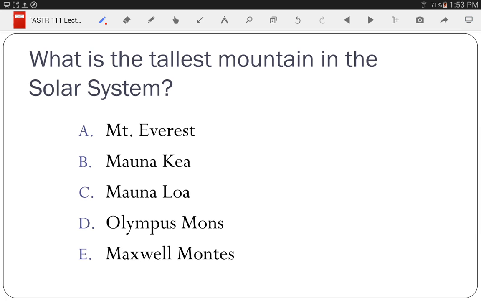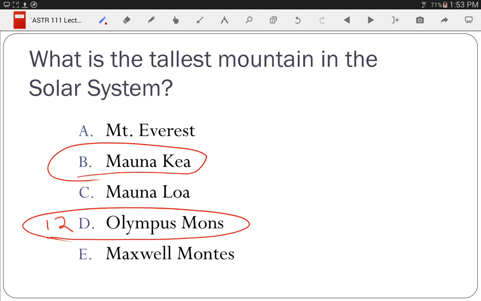Okay, now our next question. What is the tallest mountain in the solar system? So we had Olympus Mons. Which one is the tallest mountain on Earth? That is Mount Mauna Kea. That's tallest on Earth.